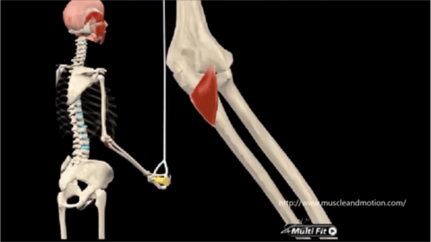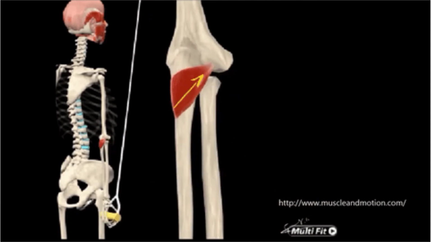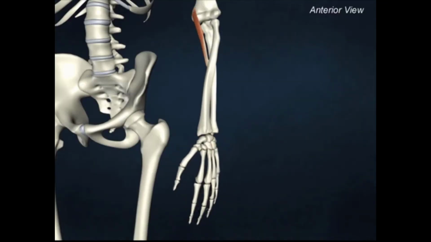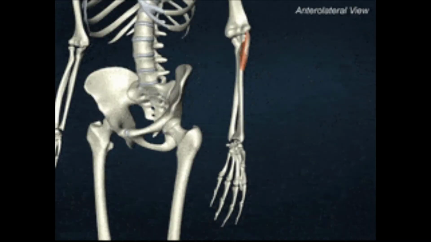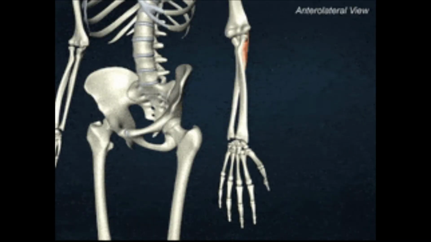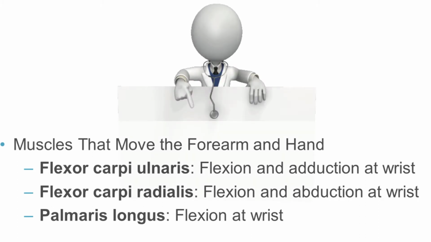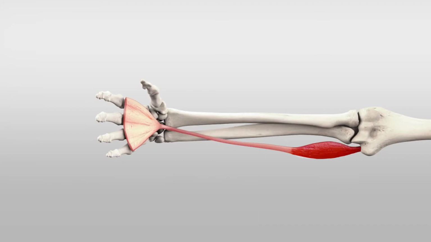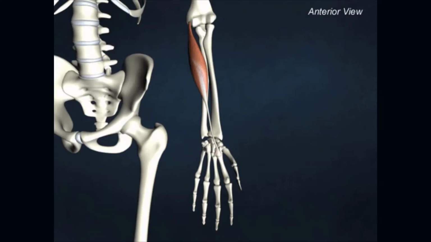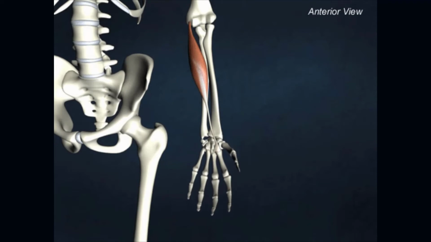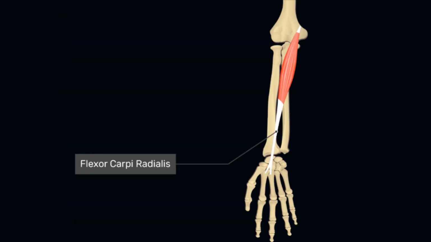The anconeus is responsible for extension at the elbow, whereas the pronator teres pronates the forearm and the supinator supinates the forearm. The muscles that move the forearm and hand include the flexor carpi ulnaris, the flexor carpi radialis, and the palmaris longus. The palmaris longus is responsible for flexion at the wrist. The flexor carpi ulnaris is responsible for flexion and adduction at the wrist, whereas the flexor carpi radialis performs flexion and abduction at the wrist.